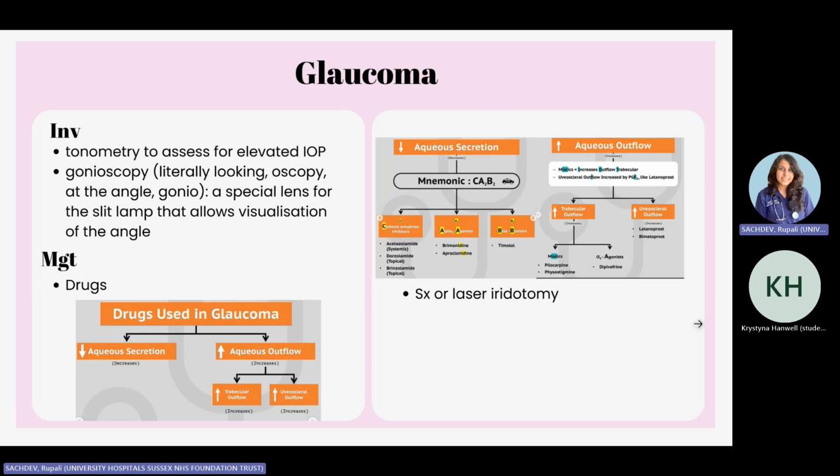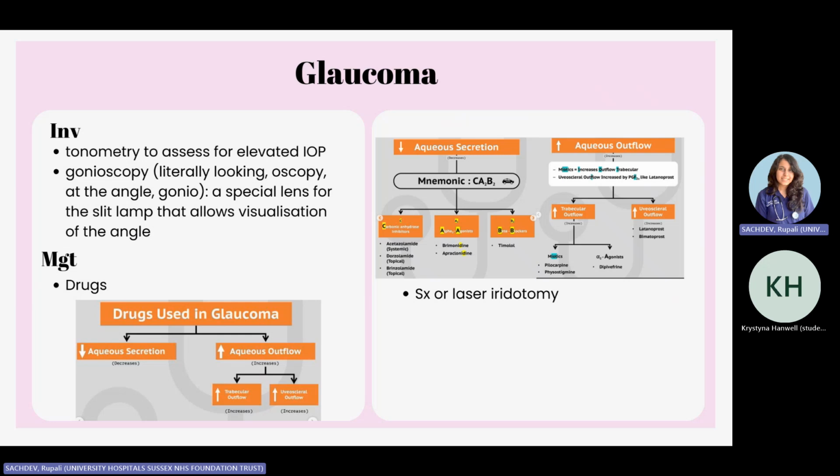In terms of investigation and management, there's something called tonometry, which helps assess the intraocular pressure of the eye. And you have gonioscopy, which helps you look at the angle. So as I mentioned, there's open and closed, so you can look at what the angle is actually like. In terms of management, there is medical and surgical management. So as we understood, the pathology was basically that there's a problem with the flow of the fluid. So we're going to try to decrease the production of aqueous humor, or we're going to try and increase the outflow of the aqueous humor.